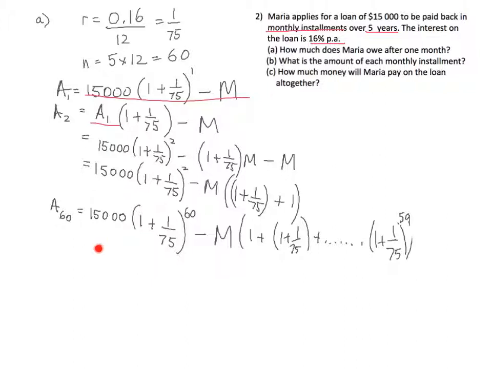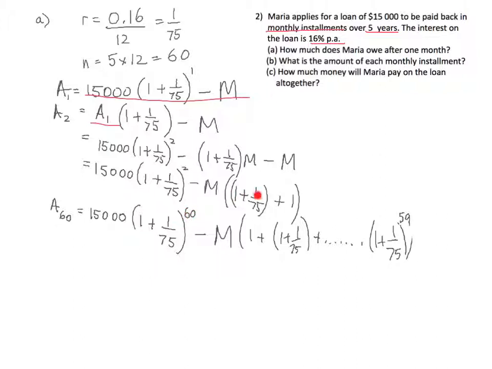Maybe if I added in A3, it may have helped to see the pattern here, but I've jumped straight to A60 because remember it's going to be paid off in equal monthly instalments over 5 years. So that last instalment will be the 60th instalment, and the amount owing after 60 months. So with our little series here, can you see how that power there is the same as the number of months? So 60 means we've got to the power of 60 here.